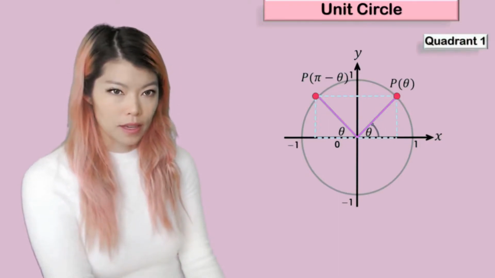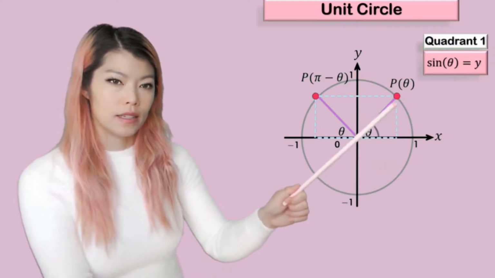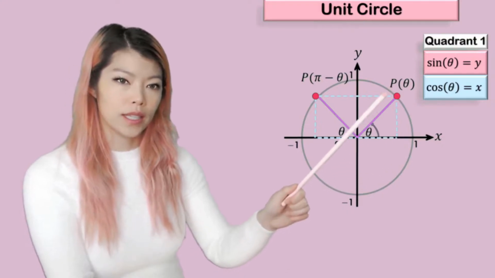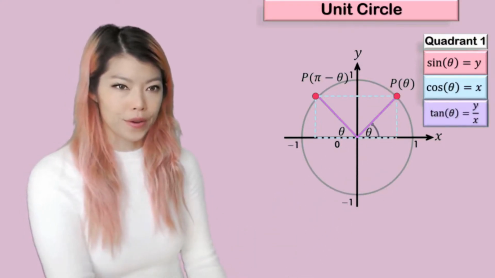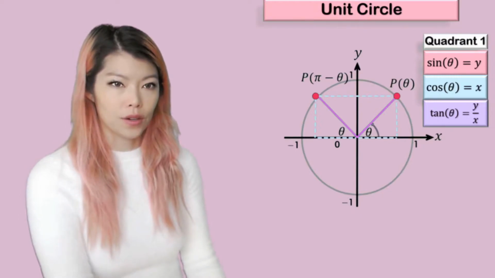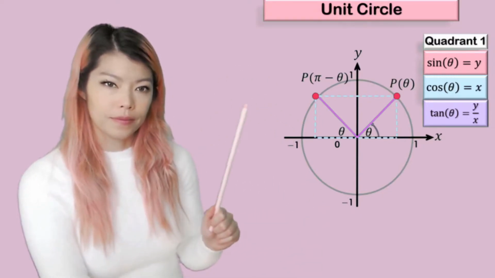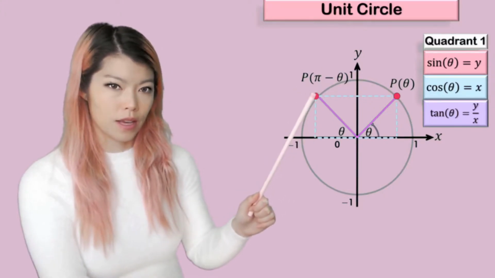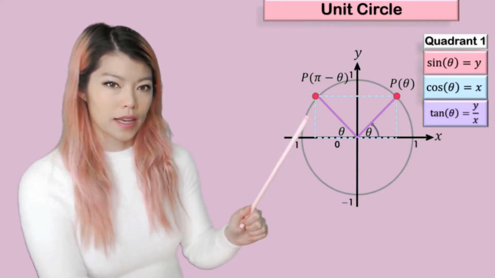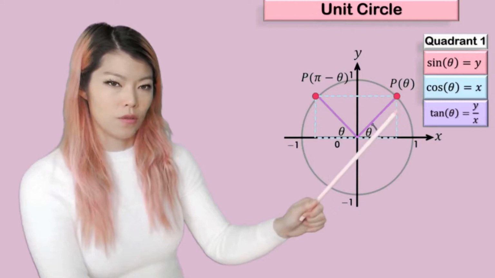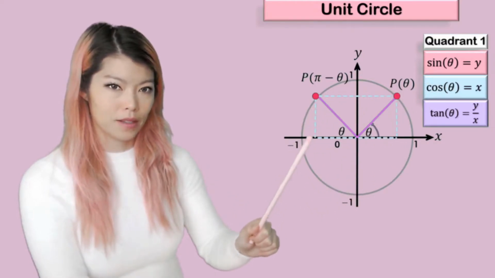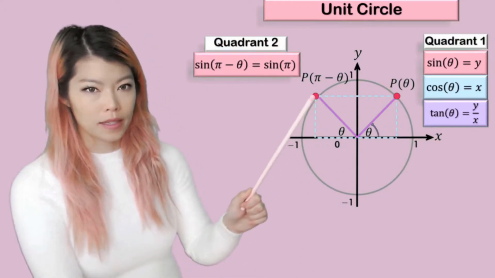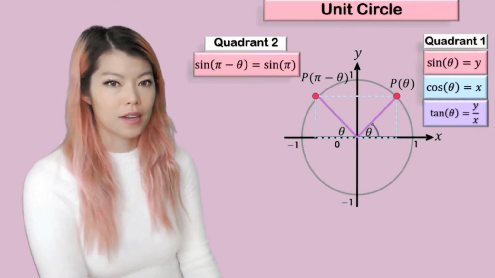How does this help us? Well, in quadrant 1, we saw that sine is equal to the y value and cos is equal to the x value, and we saw in the last video that tan is equal to y over x, or sine over cos. What about this side? We can see that for the point pi minus theta over here, the sine, your y value, is the same, because look, the heights are the same. So in quadrant 2, sine of pi minus theta is the same as sine of theta.